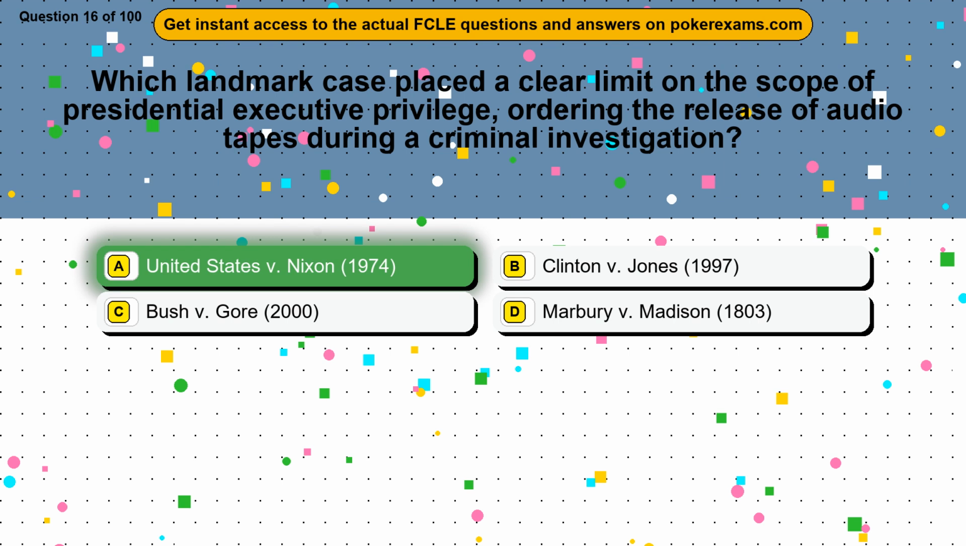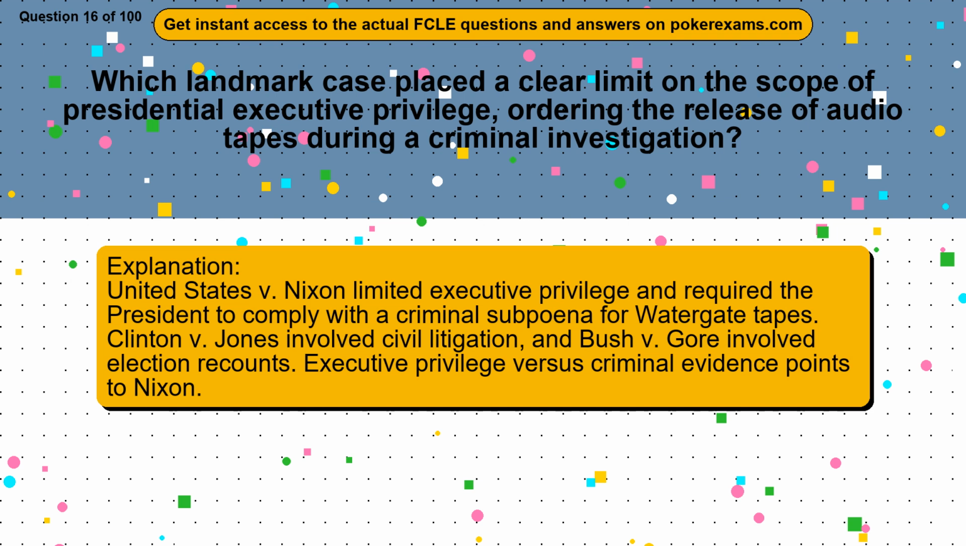Nixon, 1974. United States v. Nixon limited executive privilege and required the president to comply with a criminal subpoena for Watergate tapes. Clinton v. Jones involved civil litigation, and Bush v. Gore involved election recounts. Executive privilege versus criminal evidence points to Nixon.